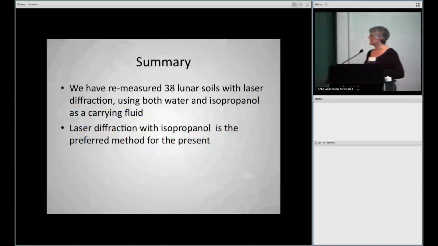Okay, so we've measured about 38 lunar soils with laser diffraction, and we've found that laser diffraction with isopropanol is the best method for the present.